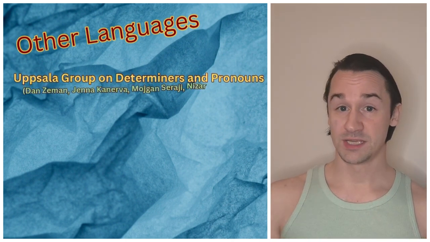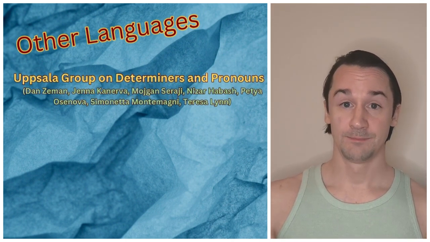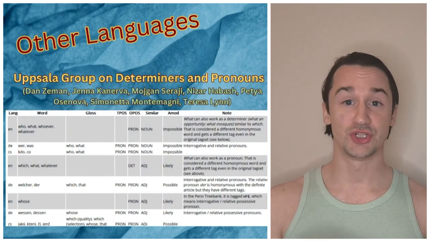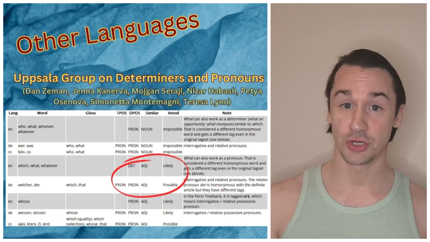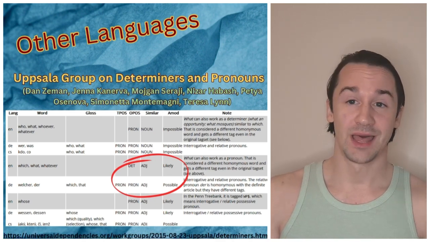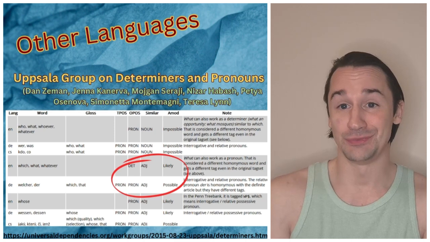This article by the Uppsala group demonstrates the complexity. They focus mainly on English, German, and Czech, but to see how they vary, especially between two languages that are so similar, like English and German, proves that this is so language-specific, I'll never be able to cover it all in a 10-minute YouTube video.